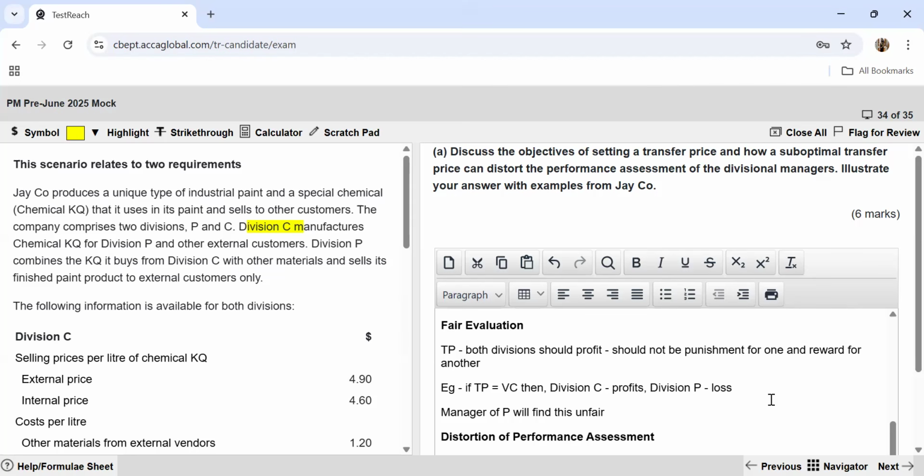So for example, over here, if we take the transfer price as the variable cost, then division C is definitely going to make profits, but division P is going to end up making losses.